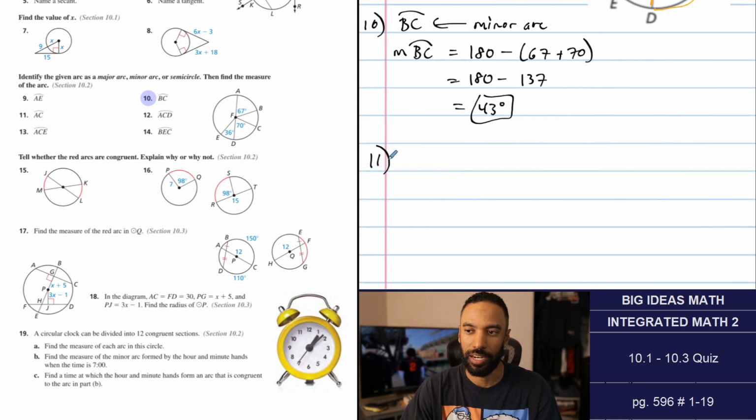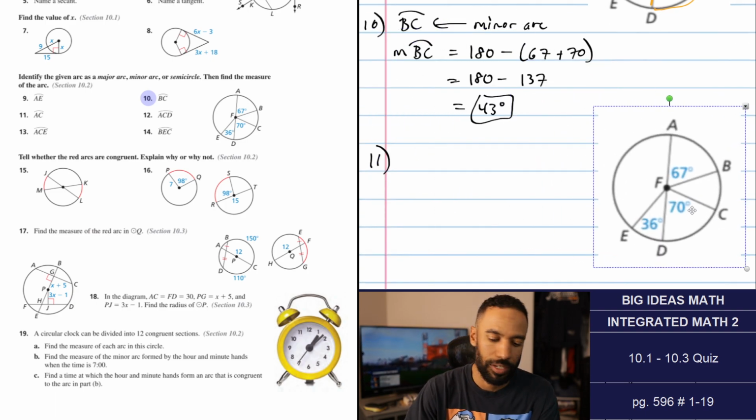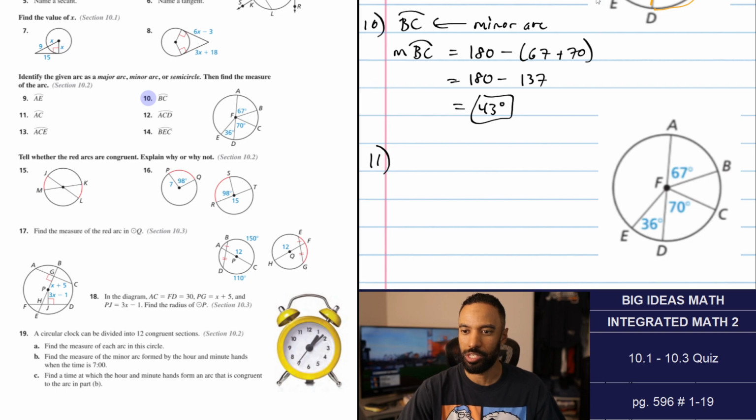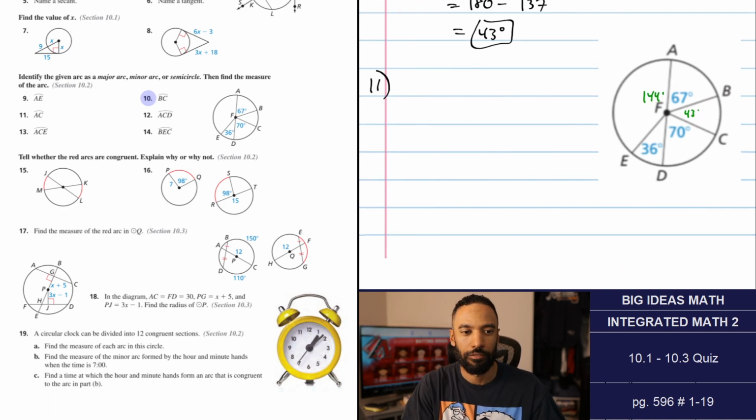Let's go to number 11. I probably need to bring my diagram down here. Let's just do another one. Now we know these measures. We got a 43, and these stick in the rest of the problem, right? So 43 degrees, 144 degrees, we may be able to use them for other parts of this.